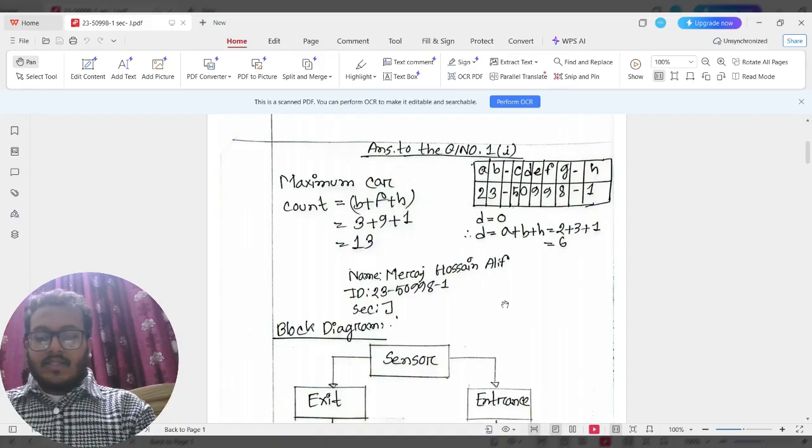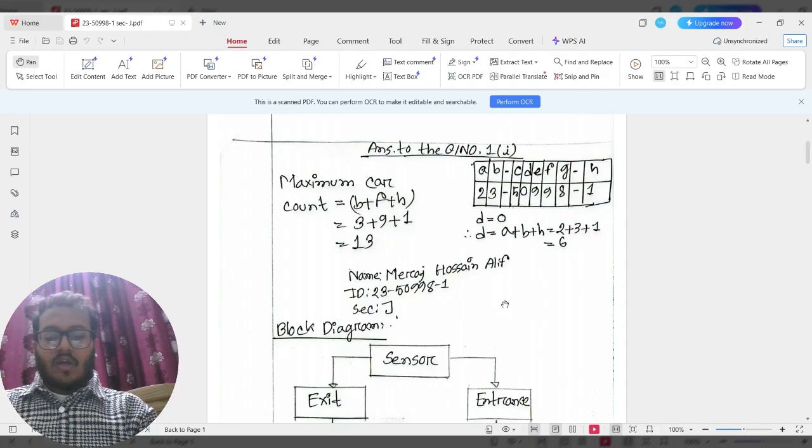A keypad is used to enter the maximum parking capacity, which is stored in a register. Entry and exit sensors detect cars entering and leaving the parking area. These signals are connected to an up-down counter built using flip-flops. The counter output is compared with the maximum capacity using a comparator. Based on this comparison, the system decides whether the parking is full or space is available, and controls the display accordingly.